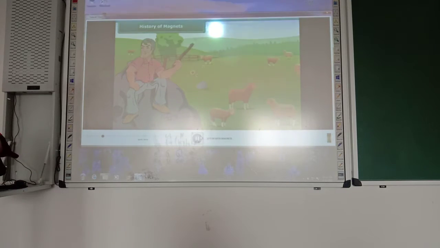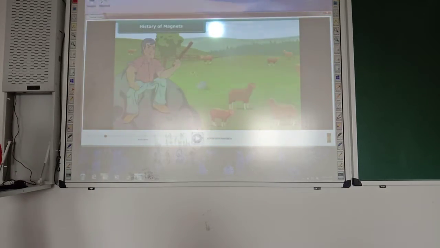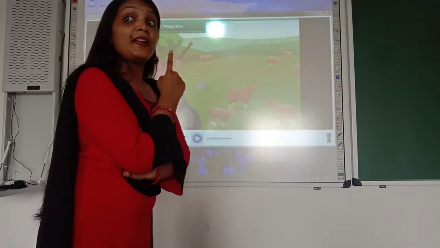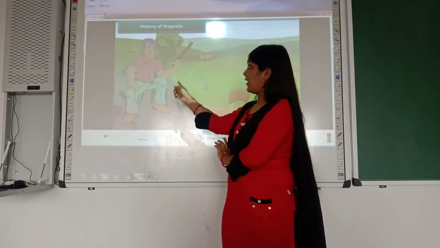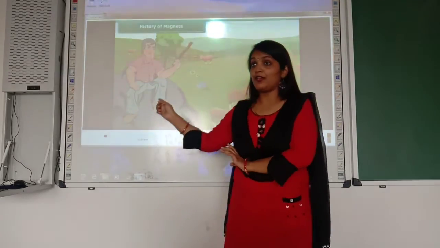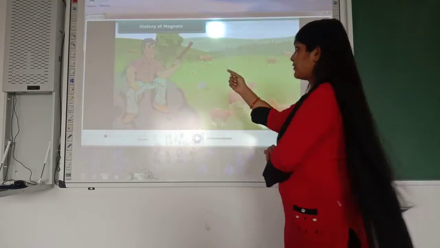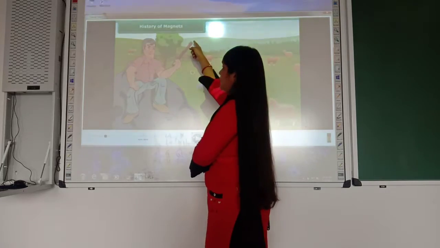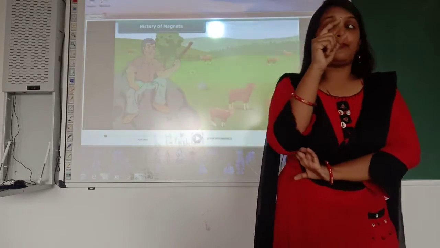There is a popular legend that leads us to the discovery of magnets, which involves an elderly Greek shepherd named Magnus. He is a shepherd and his name is Magnus. He used to carry one stick. At one end of that stick, there is an iron cap.